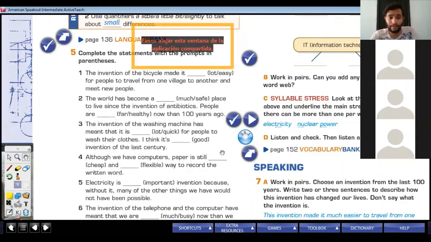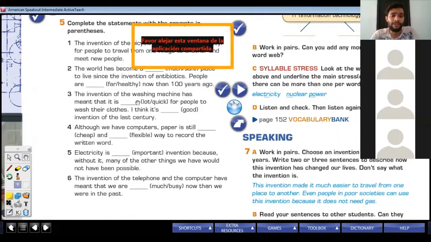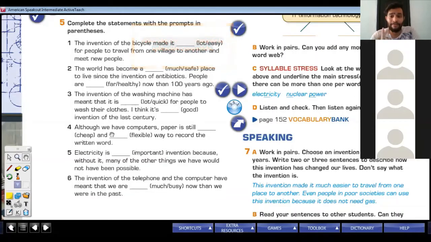Very good. 3, the invention of the washing machine has meant that it is a lot quicker for people to wash their clothes. So I think it's the best invention of the century, of the last century.